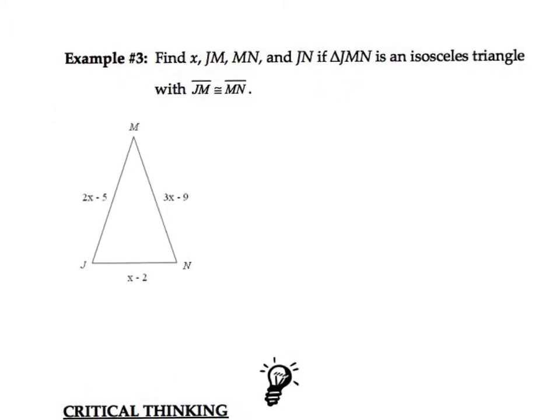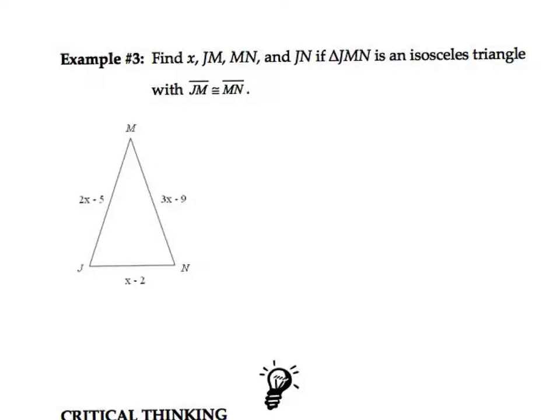So in our third example, we want to find x and the lengths of our sides JM, MN, and JN if our triangle JMN is an isosceles triangle with the congruent sides being JM and MN. So JM and MN are congruent, which is what is going to help us solve for x, since we know those two have to be the same length. So we'll use the fact that 2x minus 5 is going to equal 3x minus 9.